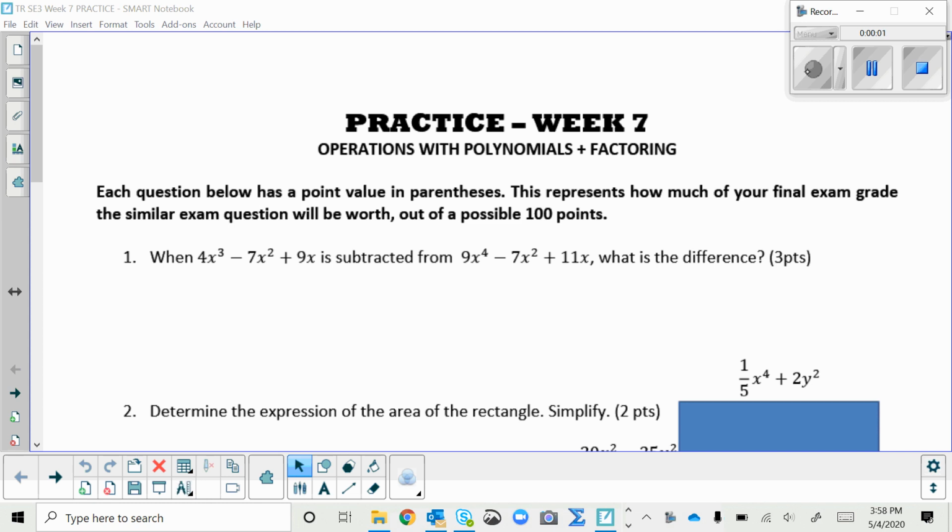Hopefully you've already tried all the problems, and I'm going to go through these much faster than the other video. You should have had for number 1, 9x to the 4 minus 4x cubed plus 2x. So here's the setup.